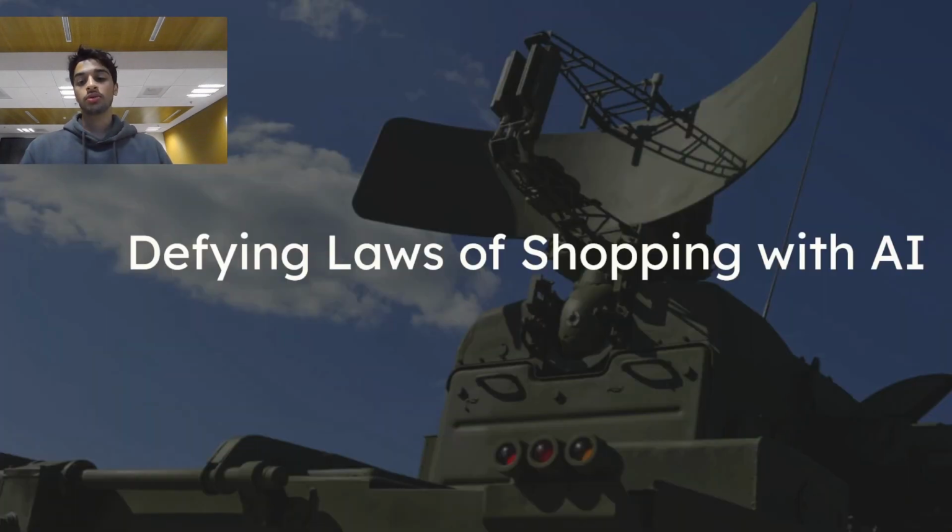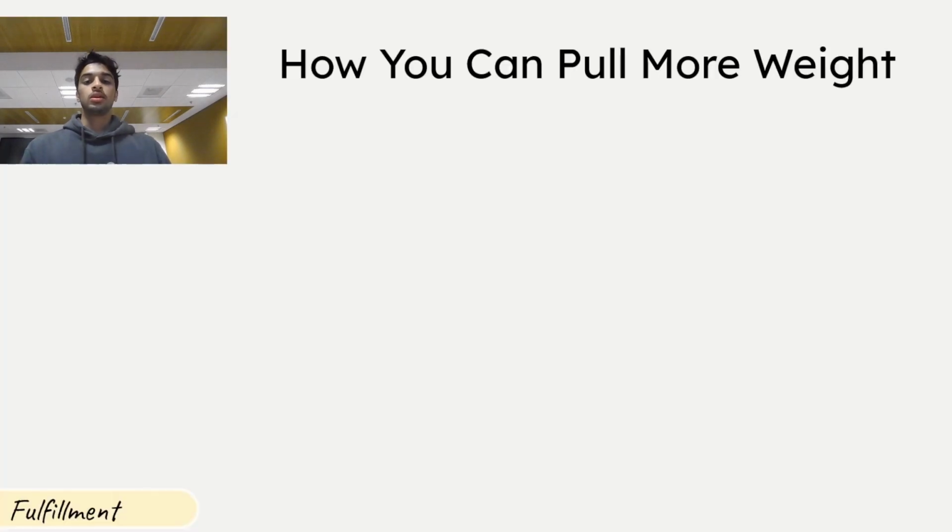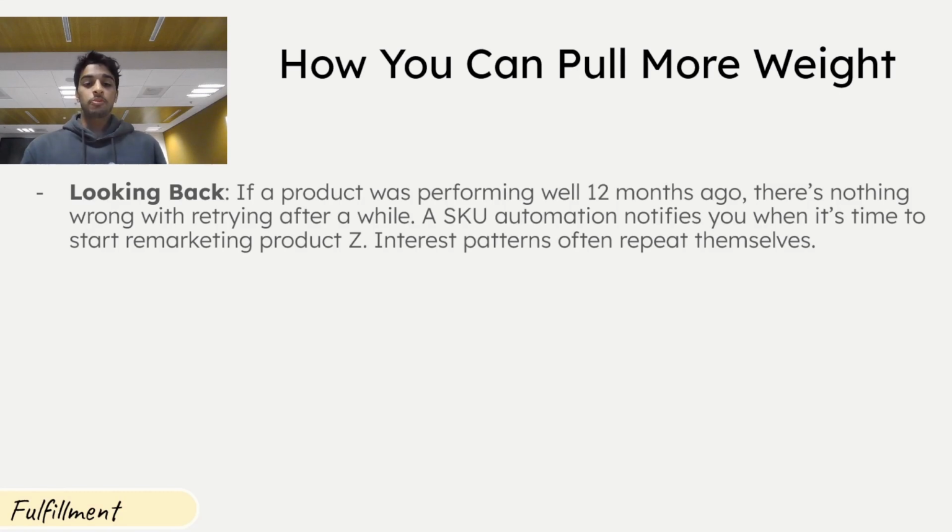Okay, defying the laws of shopping using AI. How you can pull more weight. If a product was performing well 12 months ago, there's probably a high chance that it'll perform well again. You can capitalize on these trends that sort of have 12 or 6 month periods. And there's nothing wrong with retrying after a while, right? And I think as an e-commerce owner, you probably know this. A stock keeping unit automation is very simple to set up, and it notifies you when it's time to start remarketing a product. Yeah, interest patterns often repeat themselves. So you can capitalize on these trends.